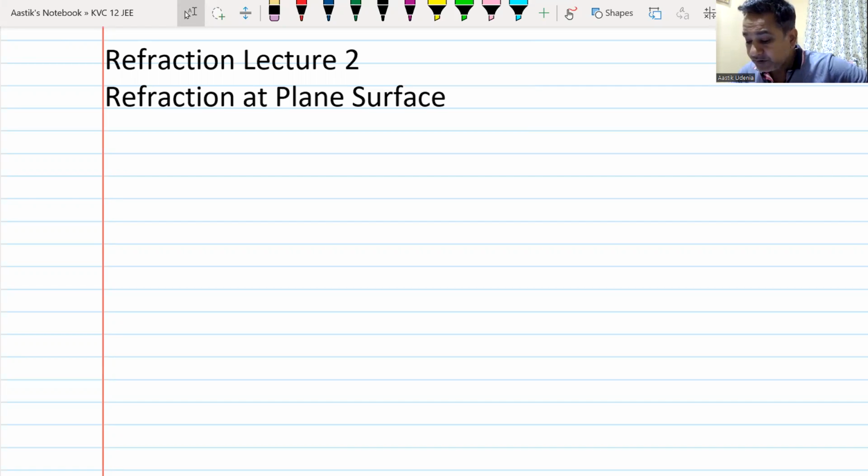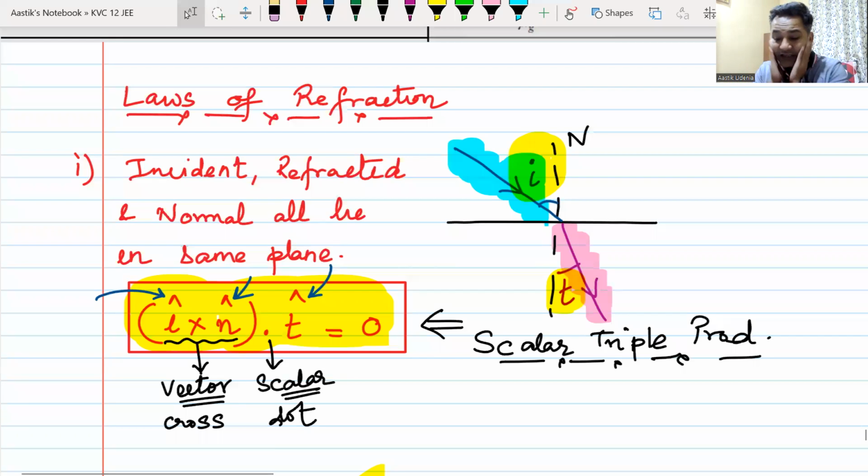And what did we do in the previous class? We studied the laws of reflection and I gave you the vector form of the law of reflection. Do we remember this vector form, which is in yellow? I cross n dot t. I unit vector cross n unit vector dot with t vector, and I told you that is a scalar triple product, and scalar triple product vanishes or becomes zero when three vectors are in the same plane.